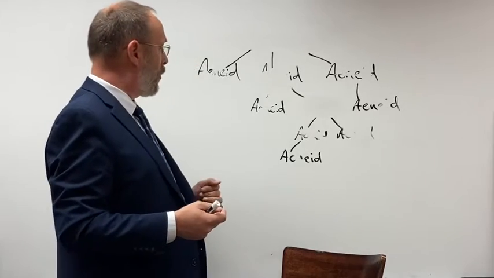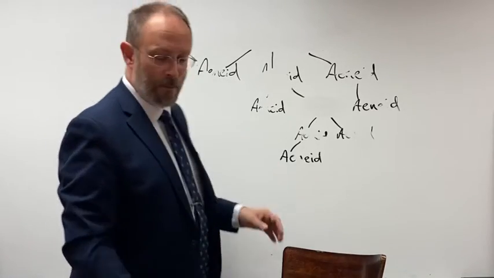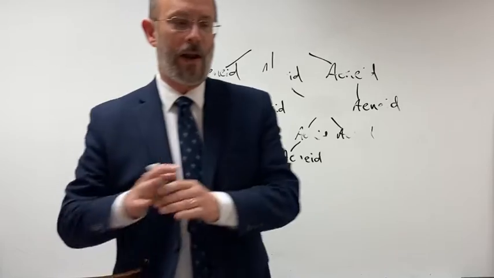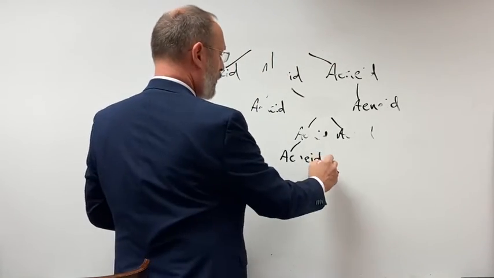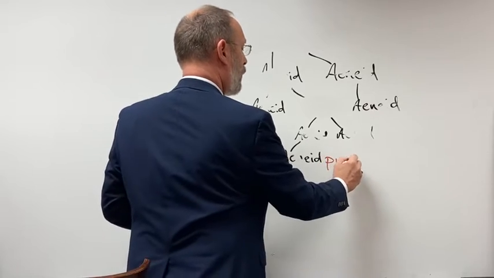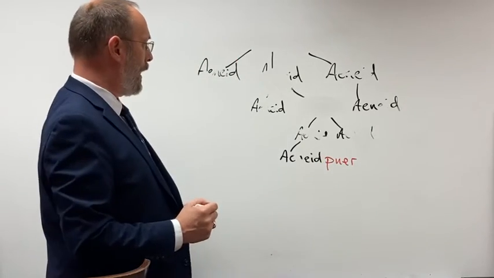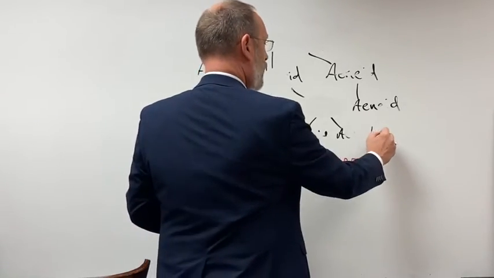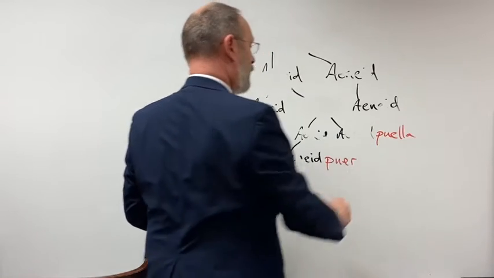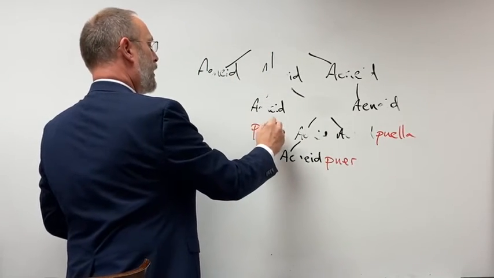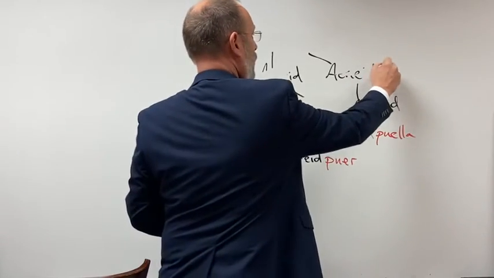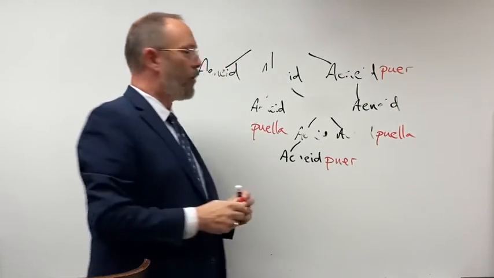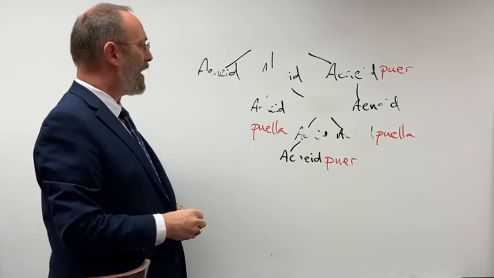You say, well, okay, so maybe this, and I'm just gonna give a random example here. Maybe this manuscript here has the word puer, okay? And this manuscript here has the word puella, and this manuscript here has puella, and one way back here has puer. And you're going, okay, well, what do we know is right here?